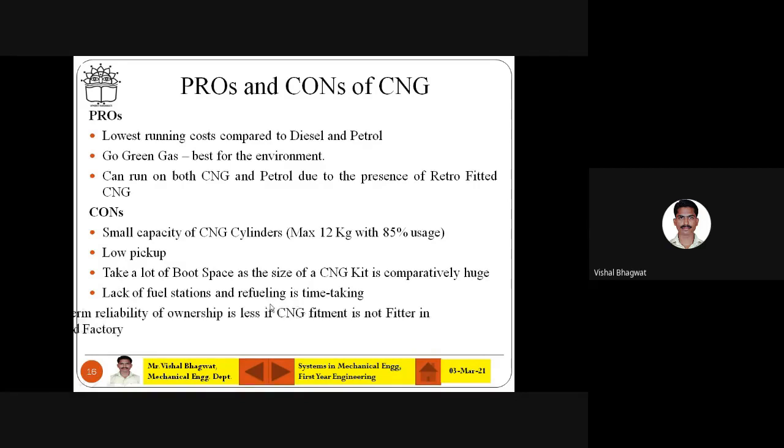Long-term reliability of ownership is less if the CNG fitment is not done in a branded factory. The government is tracking it, and if it is not a branded CNG fitting, then you may not be able to hold the vehicle for a long time. Your registration may be cancelled for this vehicle, and you may get a fine also. You may be paying some money for the fine.